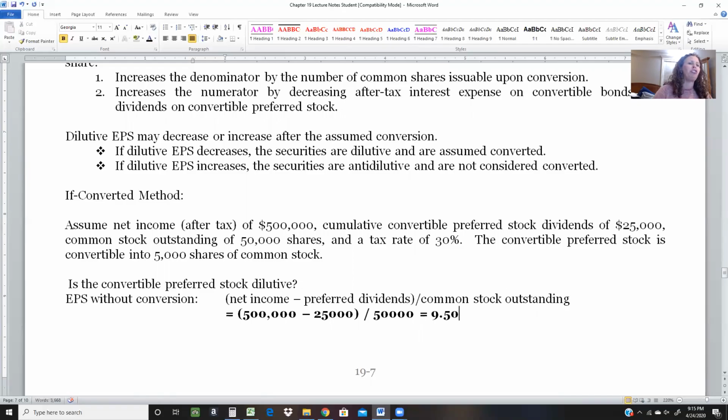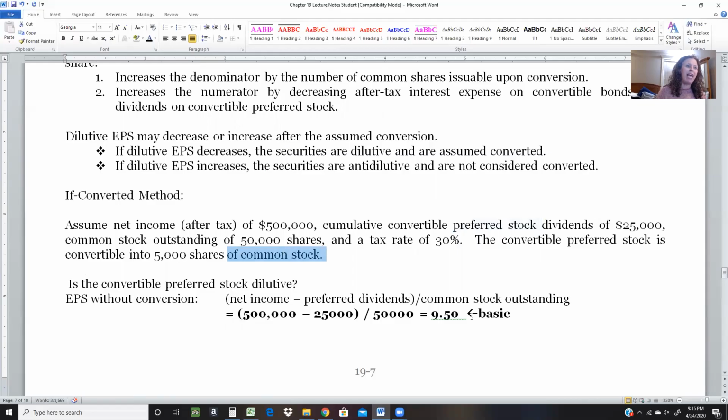Okay, so cumulative convertible preferred stock dividends of 25,000 were paid this year. We have 500,000 of net income. We have 50,000 common shares outstanding. We're going to need the tax rate in a few minutes. So now what we need to do is find out, so this is called basic earnings per share. We need to find out what would happen if all of these preferred stock people converted into common stock.